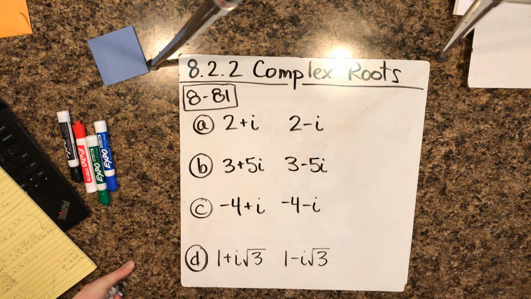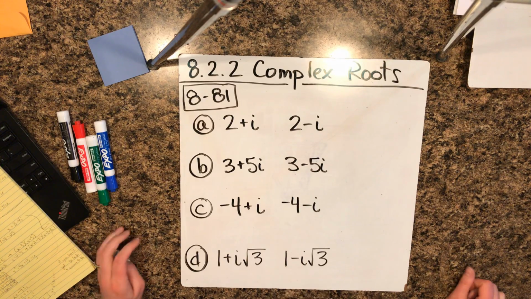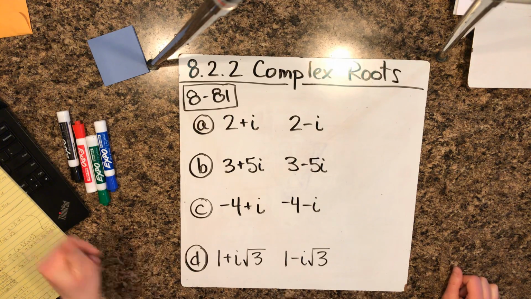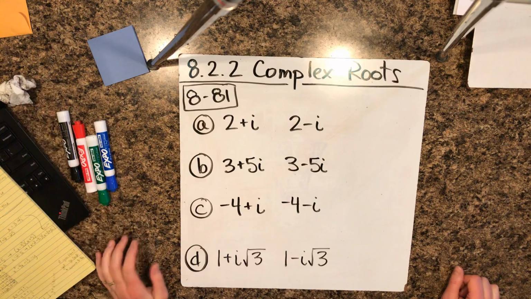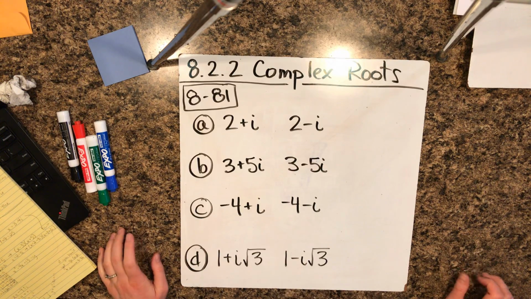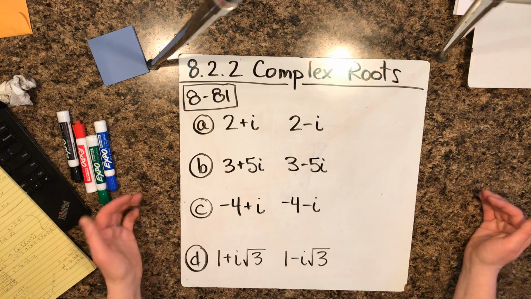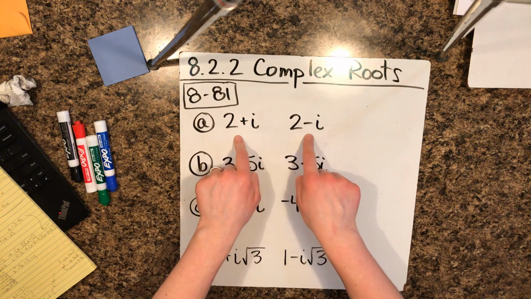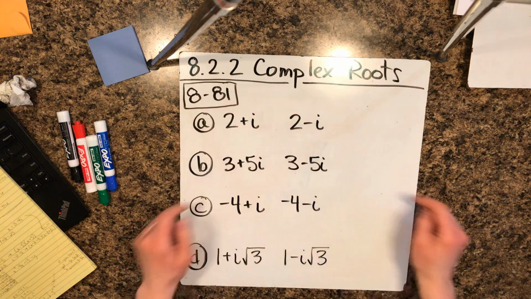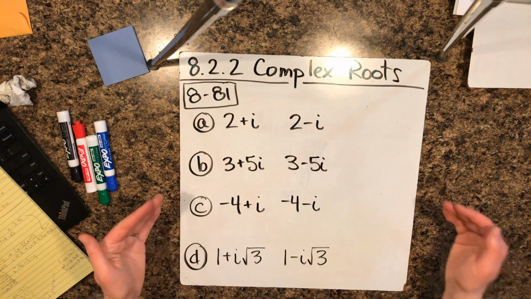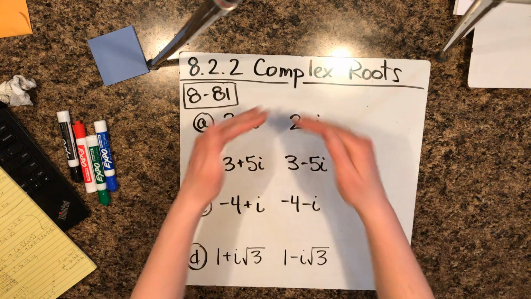All right, we are resuming section 8.2.2, complex roots. Your job was just to go back and do 8-82, and if you needed help, do 83, 84, and 85. Find a method that works best for you. Remember, the question was, if you have these two complex roots, what's the equation that they came from? What are they roots of?